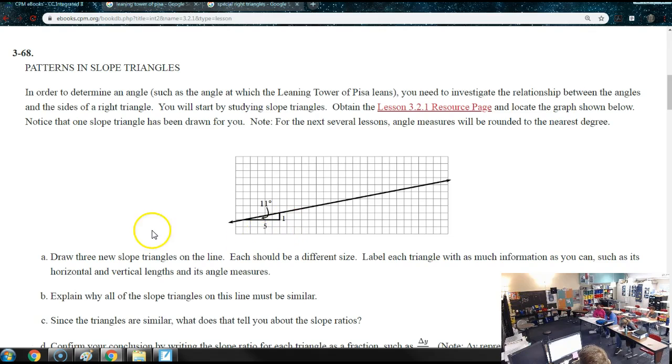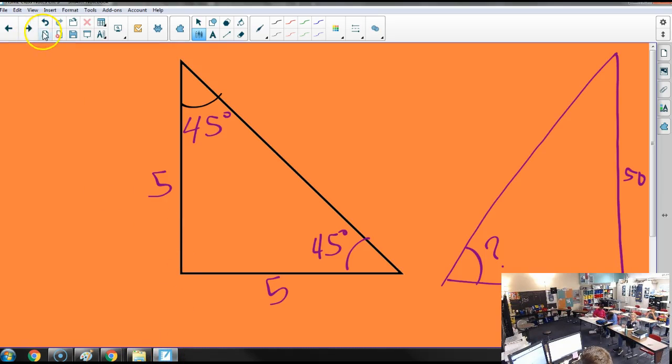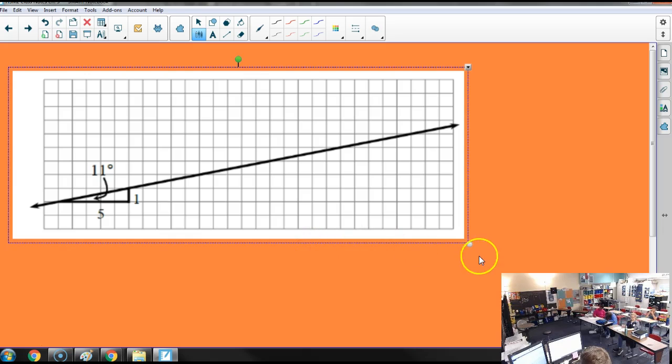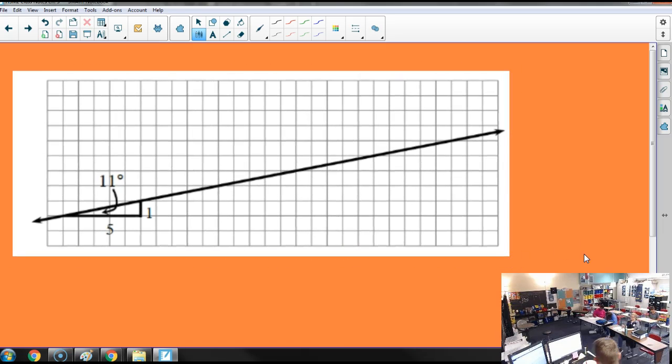Make some dilated triangles on your paper to make more. Or you can obviously write out a proportion using that slope. So if we go out here, we can also work with 2 and 10. Or 3 and 15.